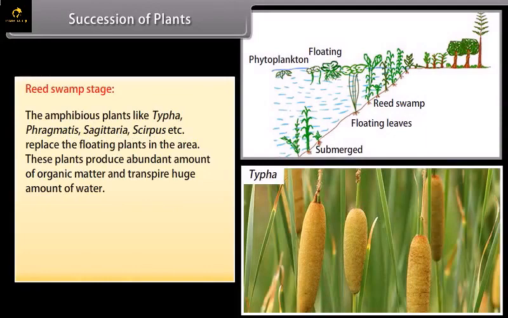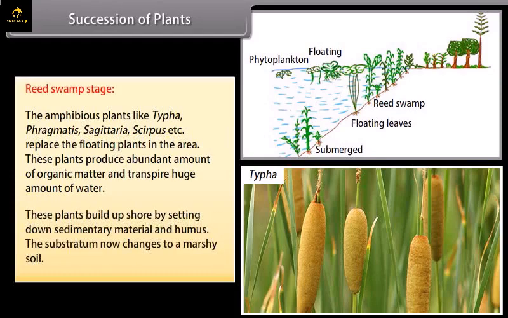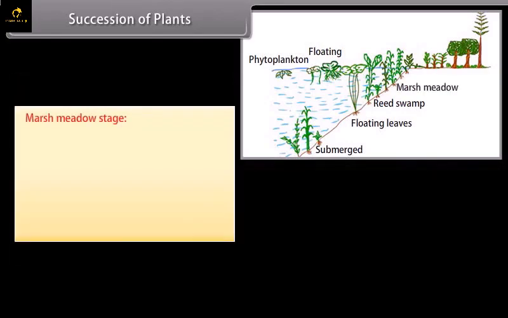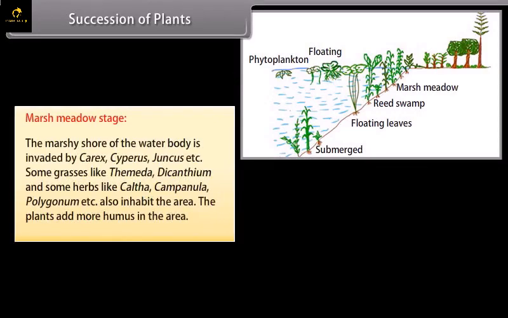Reed swamp stage. The amphibious plants like Typha, Phragmites, Sagittaria, Scirpus, etc. replace the floating plants in the area. These plants produce an abundant amount of organic matter and transpire a huge amount of water. These plants build up soil by setting down sedimentary material and humus. The substrate now changes to a marshy soil.